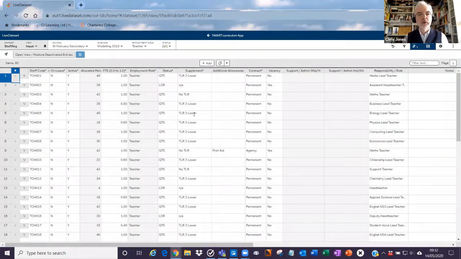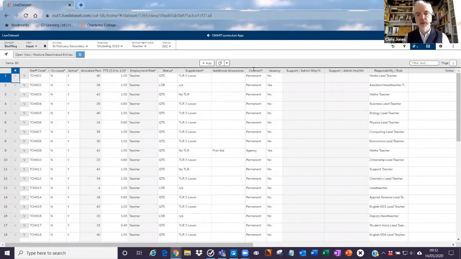And then moving across the screen, the compulsory elements: they're not on leave, they are active members of staff, they have an FTE, they've got an employment role, a status, a supplement and a contract. Now, what we found in the analysis is that we need a little bit more detail in terms of managing staff recruitment practices.